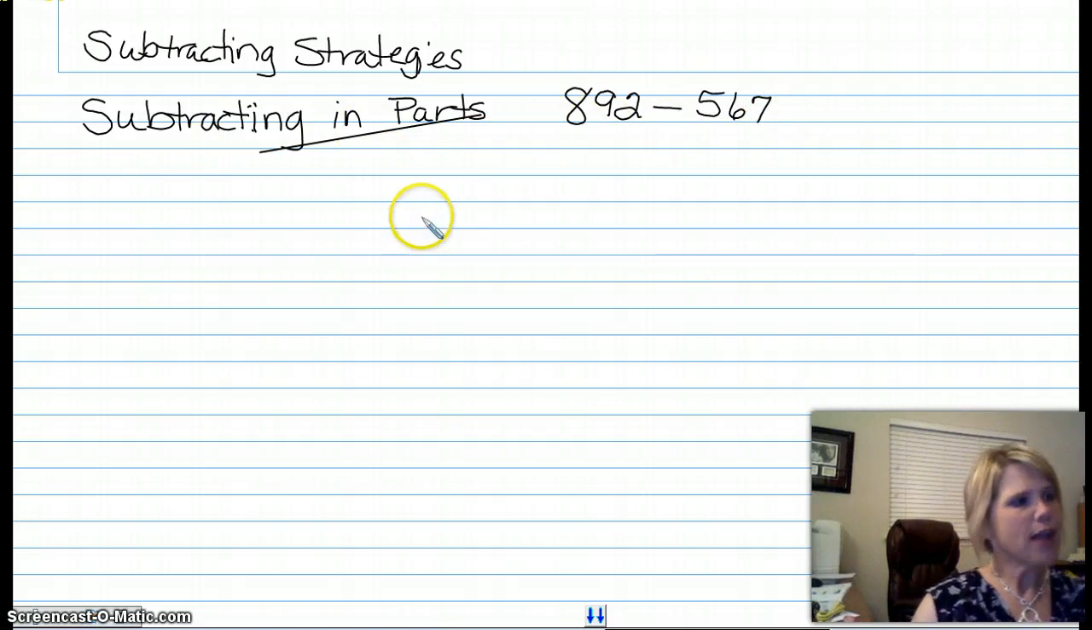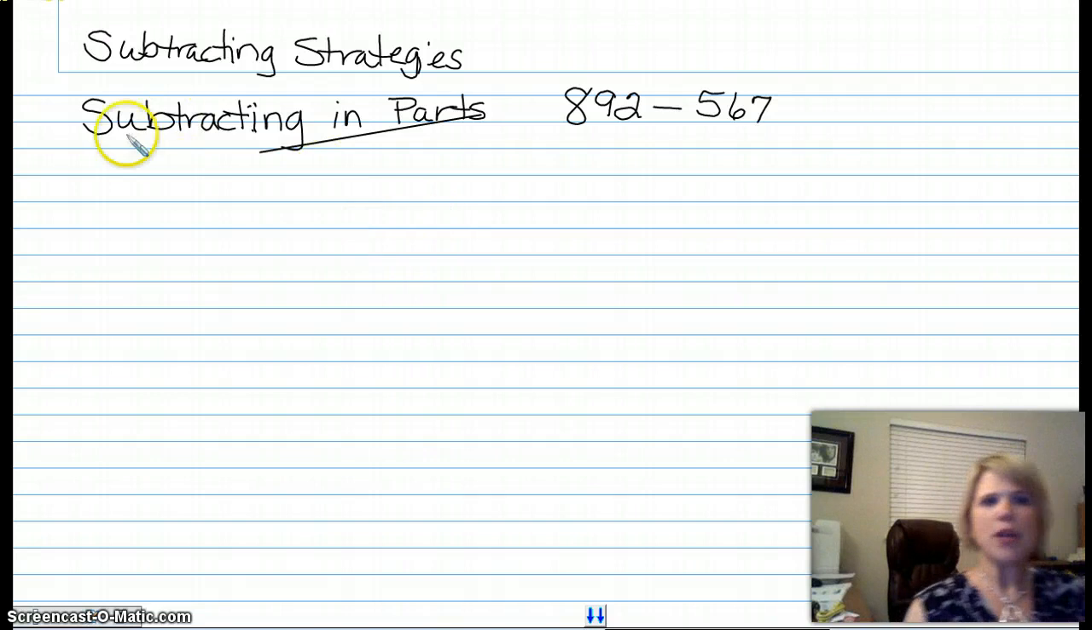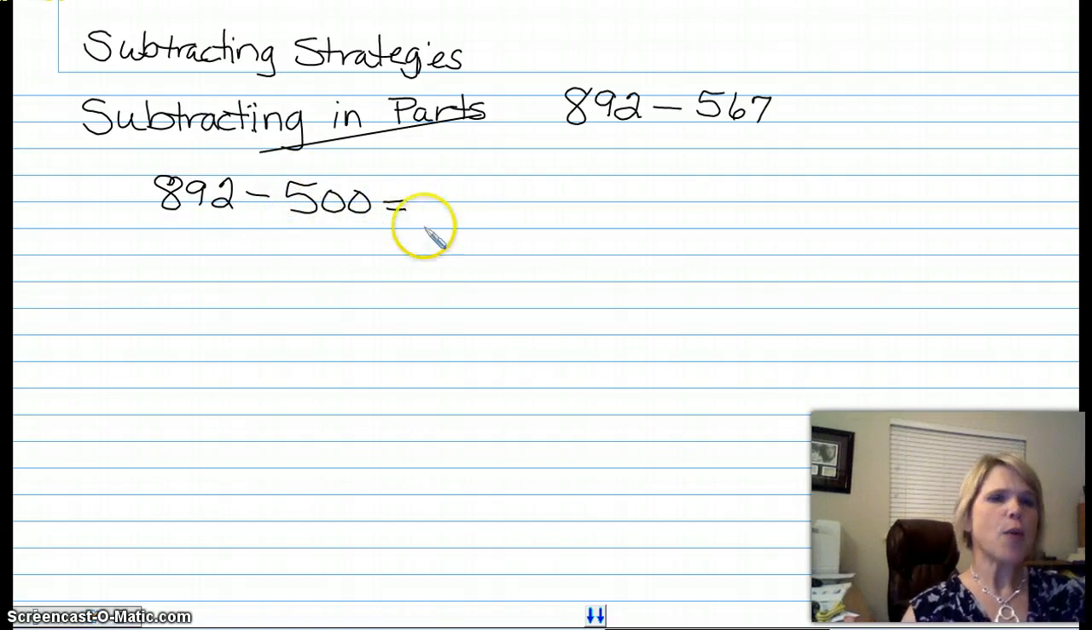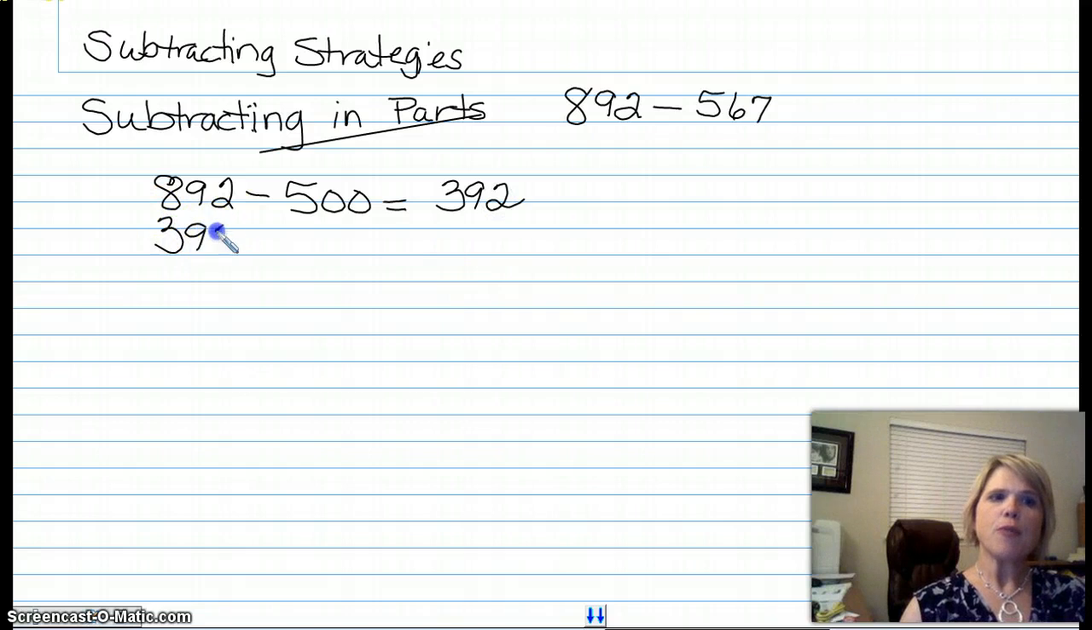Okay? Subtracting in parts. What we're going to do is we're going to start off with 892. But instead of taking away the whole 567, we're going to take it away in parts. So we're first going to take away 500. That's pretty easy to do. So we're going to take that away and get 392. Then from 392, we're going to take apart the next part of this. So we took away the 500. Now we're going to take away the 60.